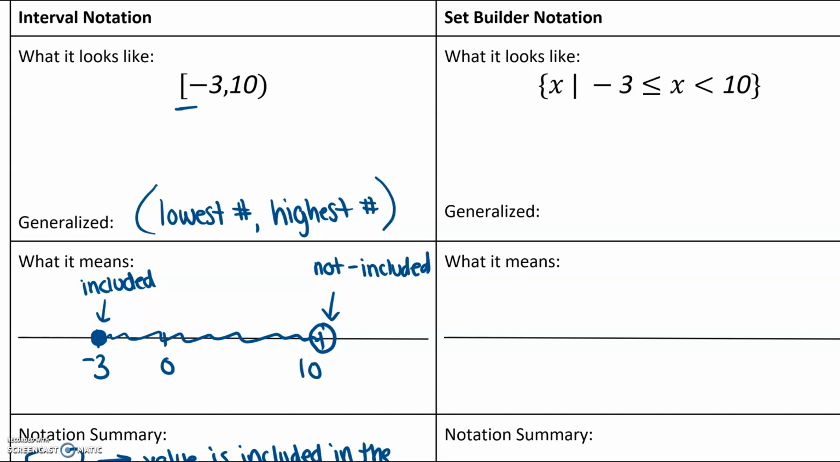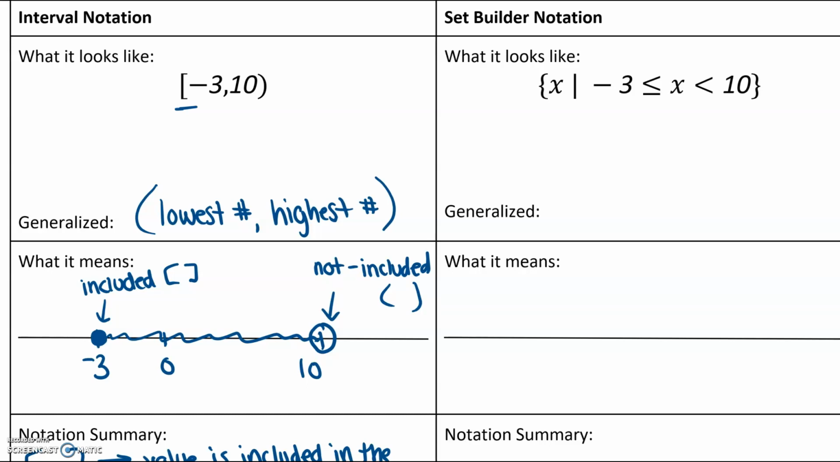Included is brackets, and not included is parentheses in interval notation. So that's one way you can describe a list of numbers, by listing your lowest bound, or your lowest number in the set, comma, your highest number in the set. Which could be a concrete number like -3 and 10. It could be infinity, which I'll show you in a later example.